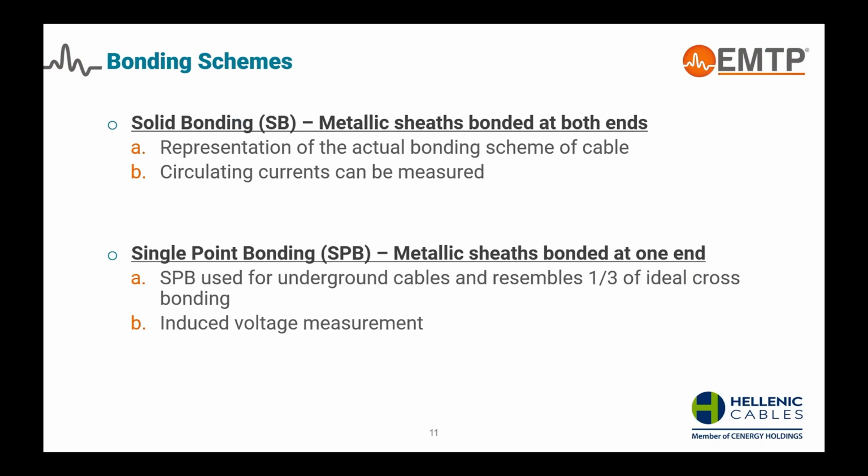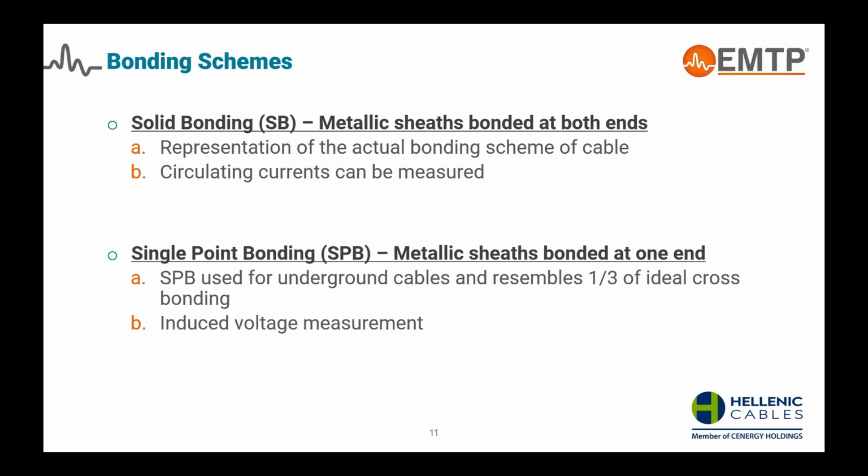Okay. The bonding schemes that are examined and measured include the solid bonding, where the metallic sheaths are bonded at both ends. This is a representation of an actual bonding scheme, typical for underground, let's say, unarmored cables, and for submarine cables, which is the only solution for them. And in that case, we can easily calculate the circulating currents and measure them accordingly.